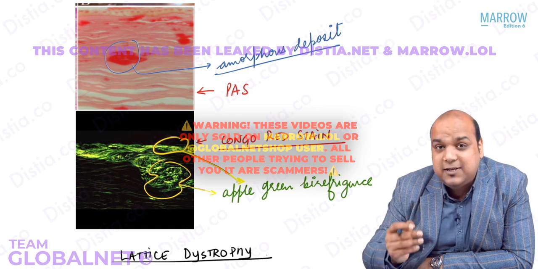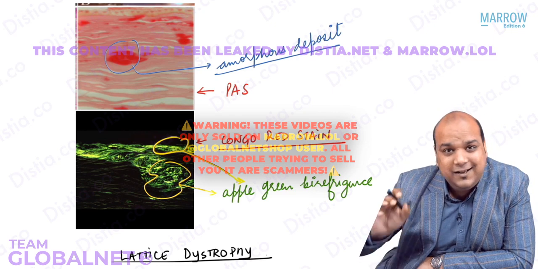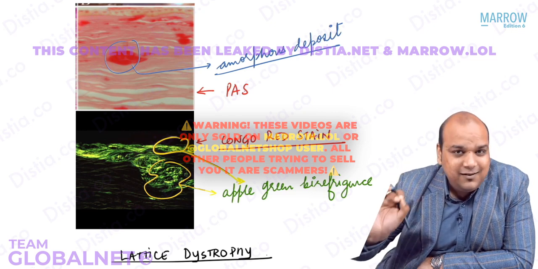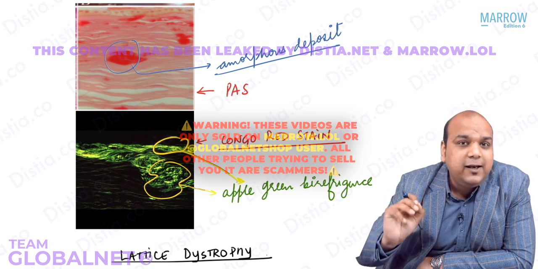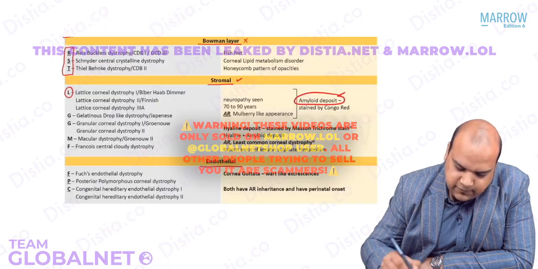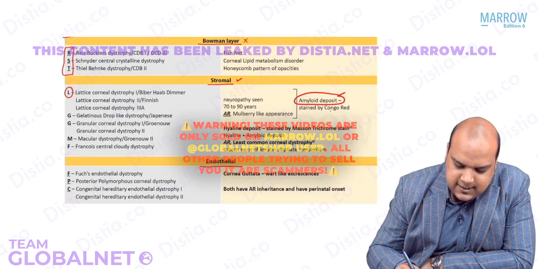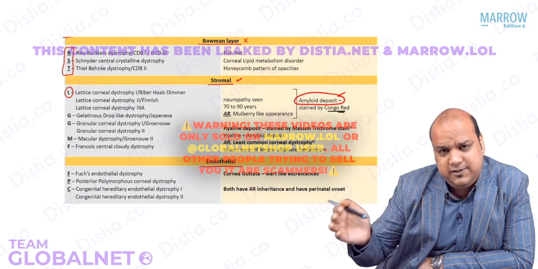So that's what I'm trying to say. Let's be smart. Let's not go into the details. Let's just try to learn here what the examiner is most likely to ask us. Yes. So deposits of amyloid in all the lattice corneal dystrophies stained by Congo red stain, apple green birefringence seen.